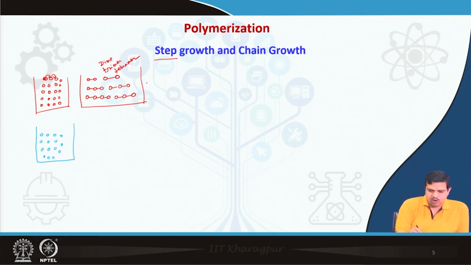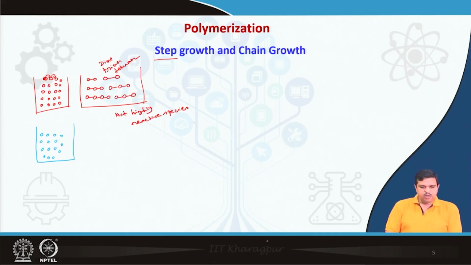There is no highly reactive species, but all are equally reactive. Here no highly reactive species exist. Okay. And here you will see the distribution of dimers, trimers, tetramers. Now, for the next step you can think what may happen.